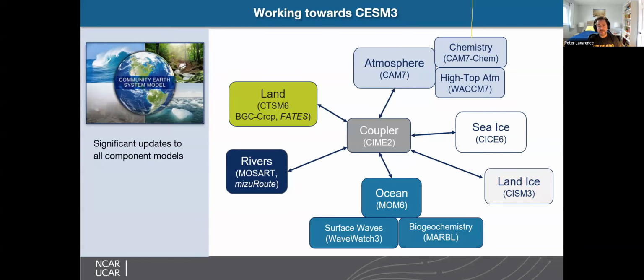We can also look at the atmosphere, and we have three different ways of looking at the atmosphere.